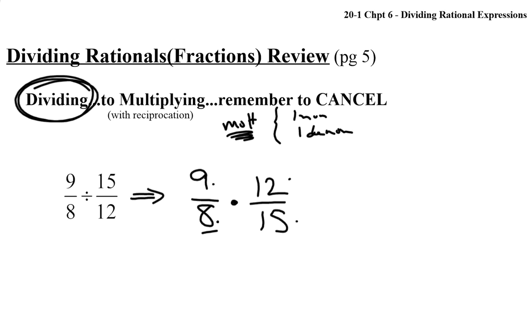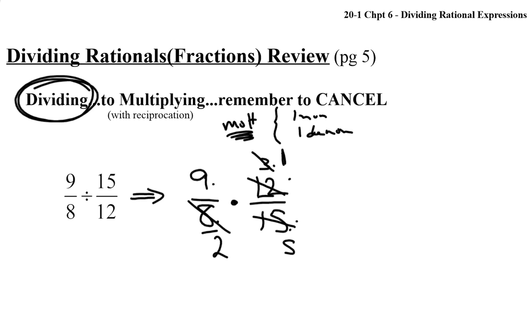9 over 8, 12 over 15, all kinds of different possibilities to start. I'm going to start with the 8 and the 12. Common factor of 4. 8 divided by 4 is a 2. 12 divided by 4 is a 3. There's my first step. Now I need another numerator and denominator, all kinds of choices. I'm going to take my 3 and my 15 and reduce by 3. 3 divided by 3 is 1. 15 divided by 3 is 5.